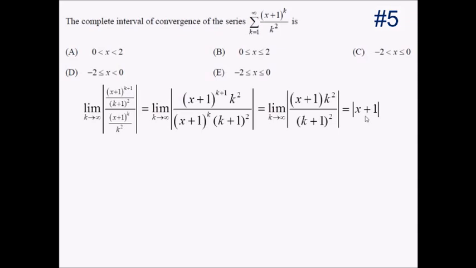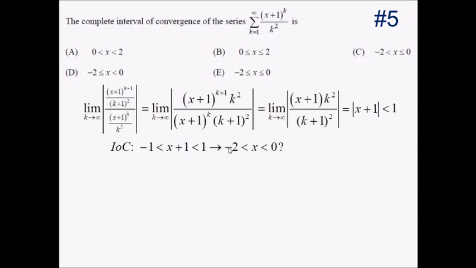Now for my interval of convergence, I'm going to set this less than 1. And I can rewrite this without the absolute value by writing -1 less than x plus 1 less than 1. And then let me just subtract 1 everywhere to get x by itself. So I have -2 less than x less than 0. Now I'll put a question mark here because I need to test the endpoints still.